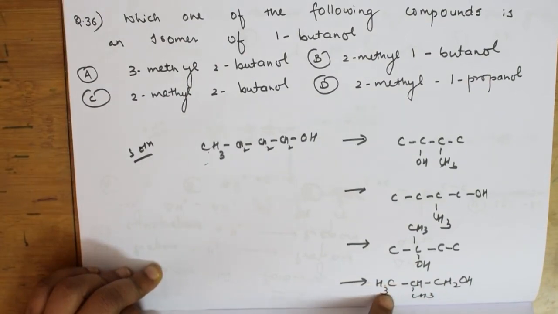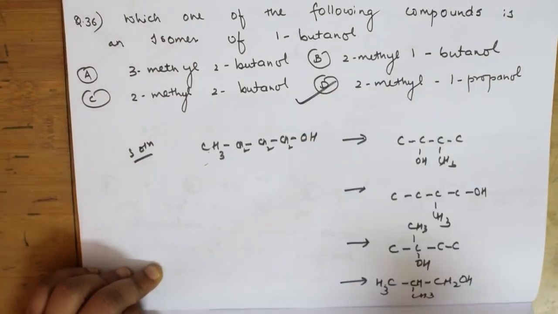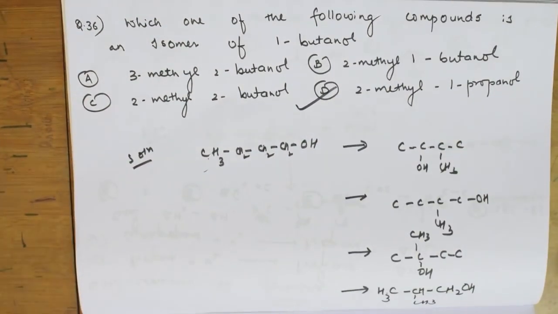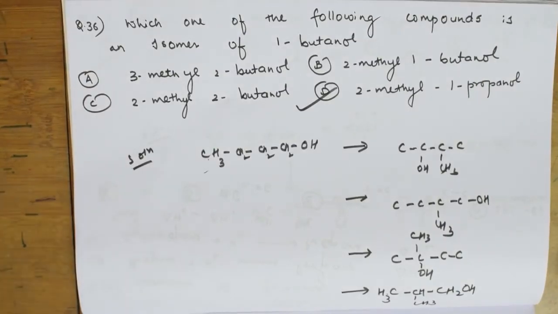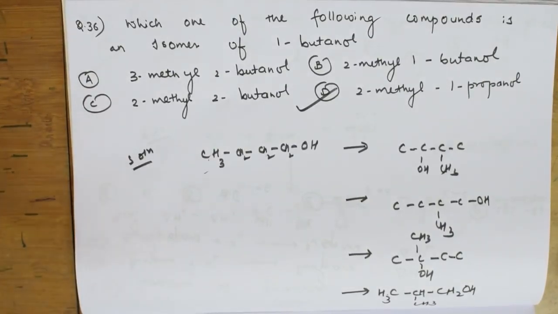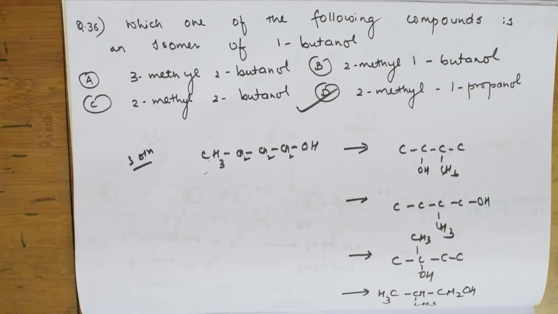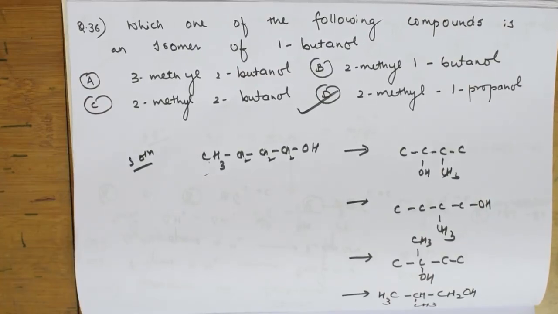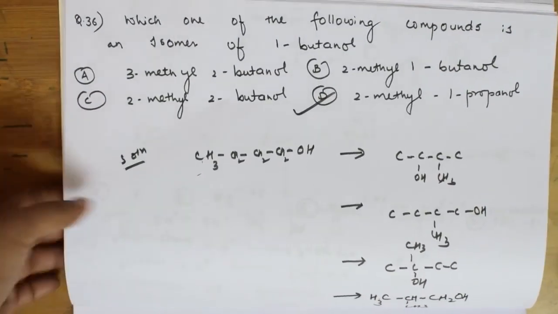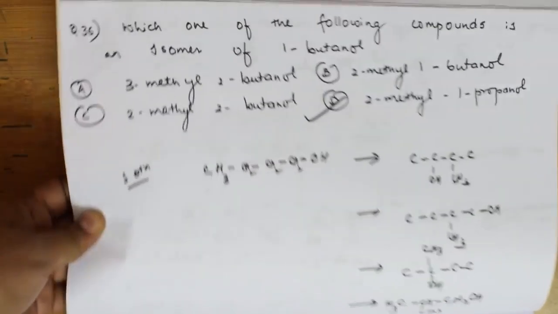So here the option D is the correct answer. It is an isomer of butanol because it has the same number of carbon atoms, but the only difference is the arrangement of the methyl group. Yes, right. This is how you are going to analyze the question. Let me see the next question, students.